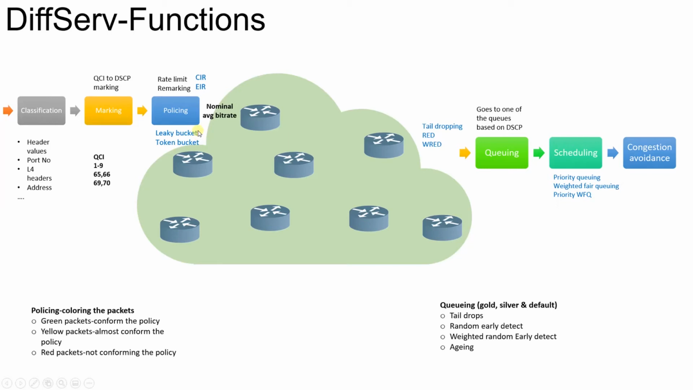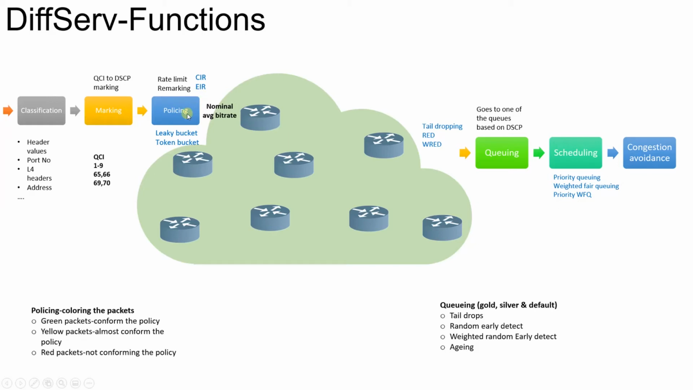So this we have seen. I will give you a YouTube link in the description where you can study the leaky bucket algorithm and token bucket algorithm. Okay, and the second method of policing is the CIR, committed information rate, and the EIR, excess information rate.